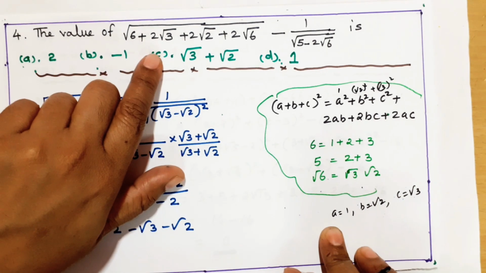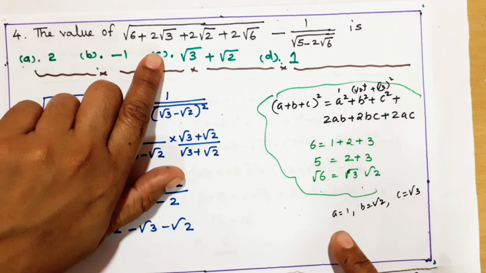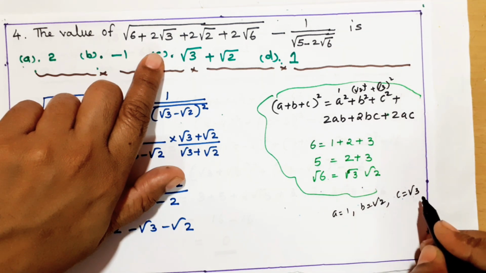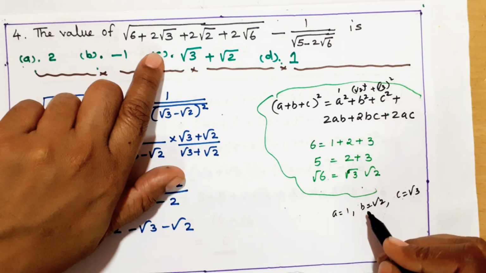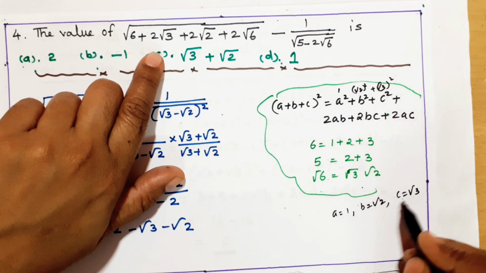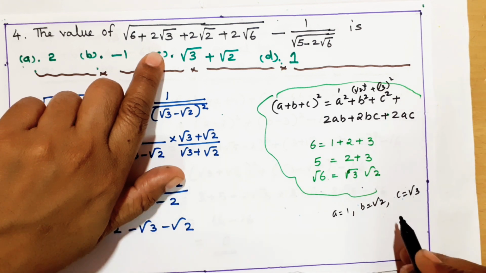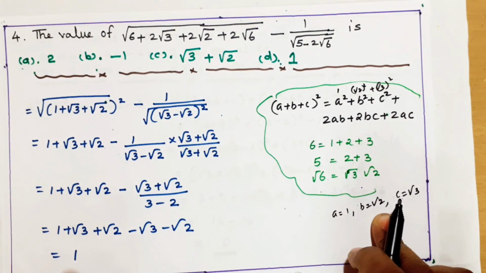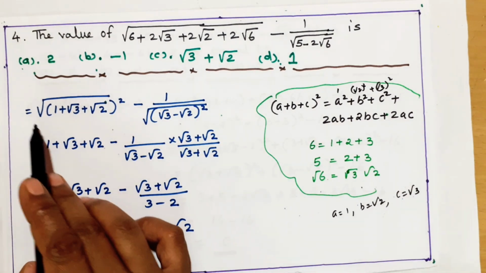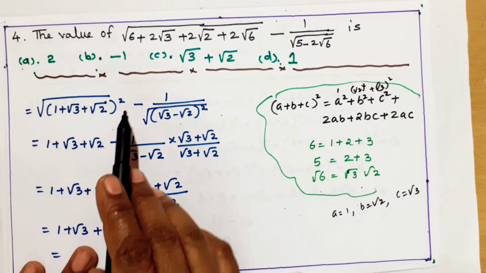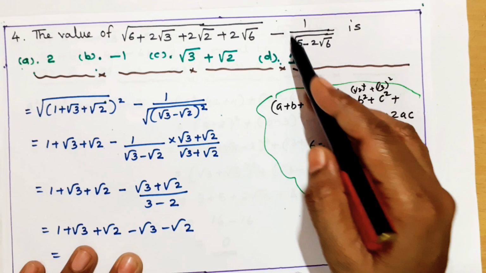Second term, if you take it as 2 root 3, 2 root 3 means we are taking ac, a and c. Next is 2 root 2, that is ab. Next you have to take it as bc, that is root 2 into root 3, root 6. So I understood that the term inside, you can write as root over (1 plus root 3 plus root 2) the whole square, minus this term also.